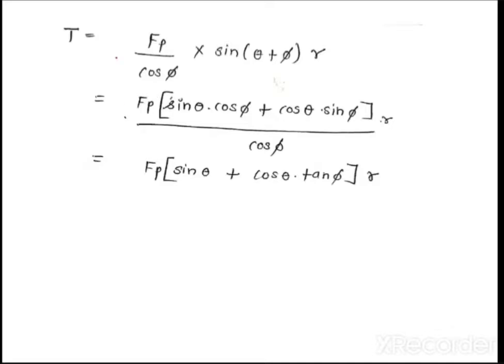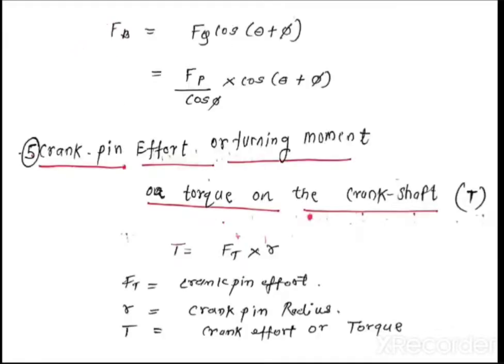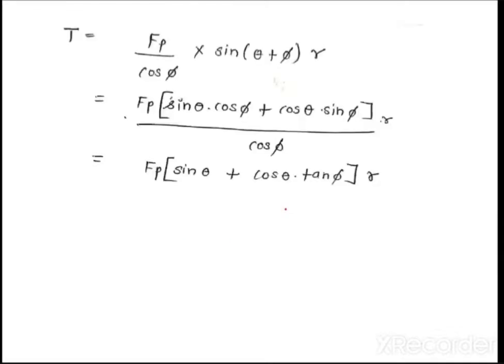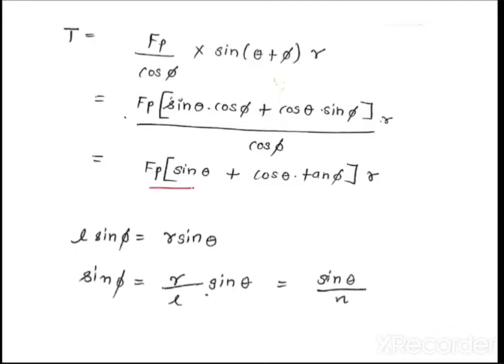So easy. Now we know that what is T? First of all, T is Ft into R. But what is Ft? Now we know that T is equal to Ft into R. So Ft is nothing but Fp upon cos phi into sin theta plus phi into R. Okay. So sin theta plus phi. Now we know that sin A plus B is sin A into cos B plus cos A into sin B, right? So I am using this formula. So sin theta plus phi is sin theta into cos phi plus cos theta into sin phi, and from this I am getting this.